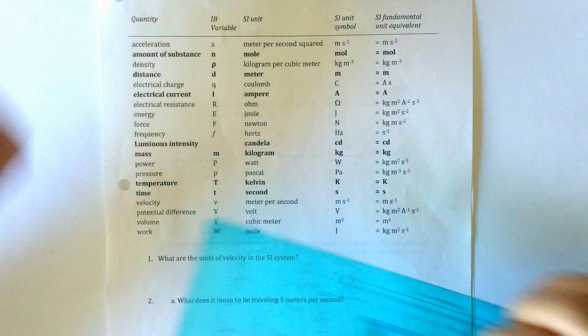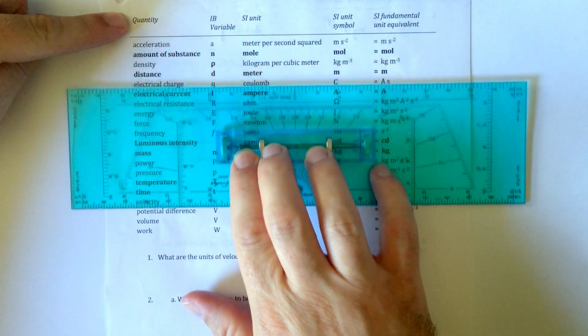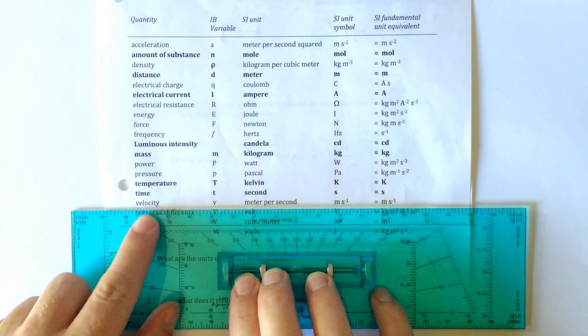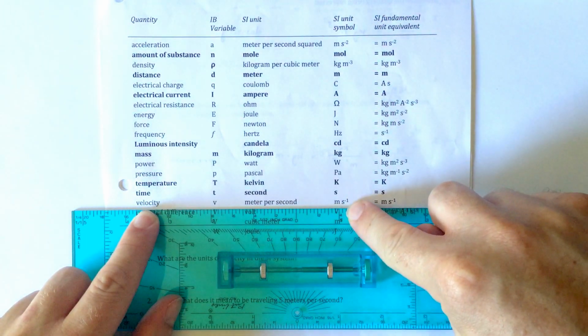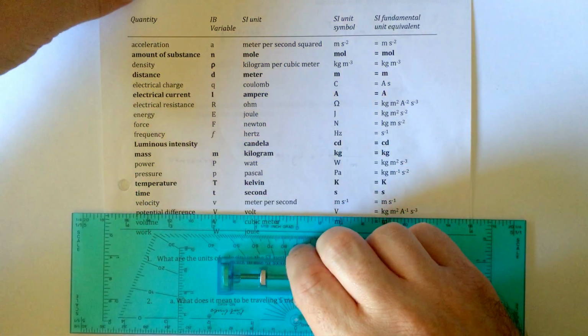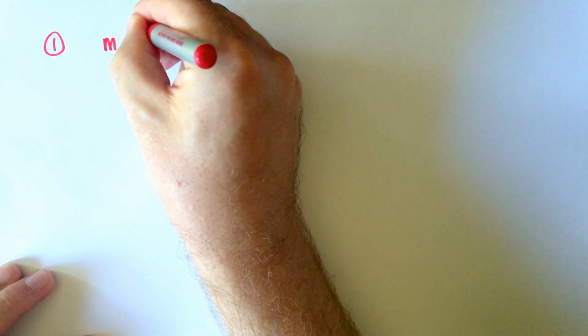In order to solve this, we look at this table that we have, starting at the top, and we're looking for the quantity velocity, moving down until we find it. When we find velocity, the SI unit symbol is meters per second. Meters times seconds to the -1 power. So for number 1, we would say that the units of velocity are meters per second in the SI system.